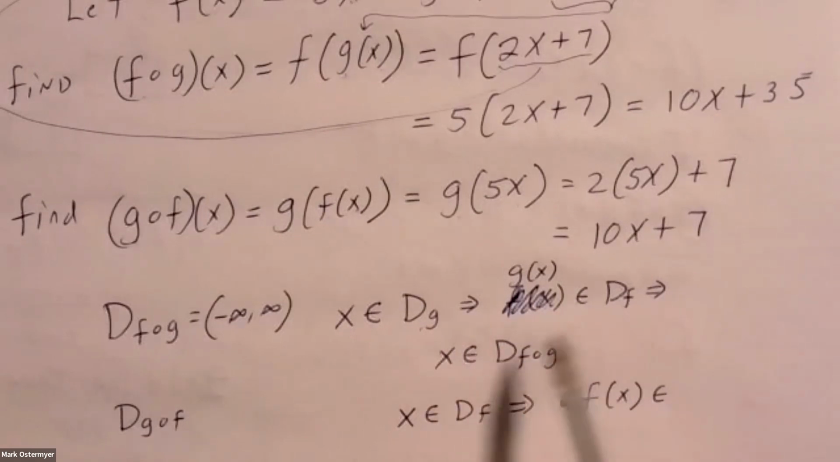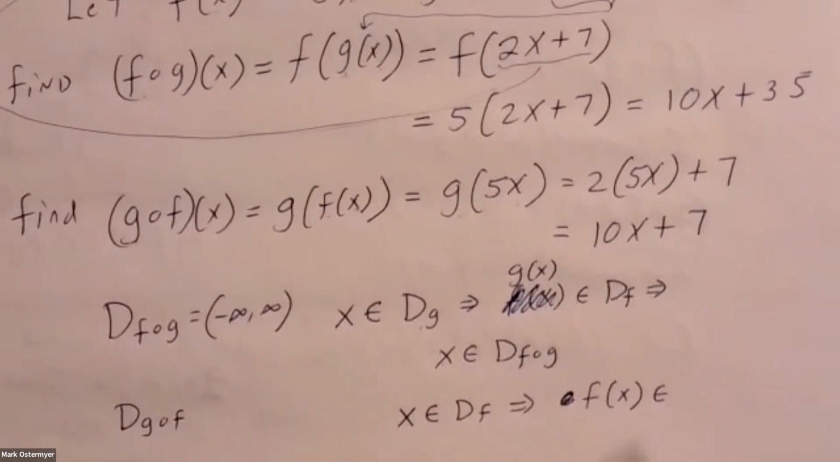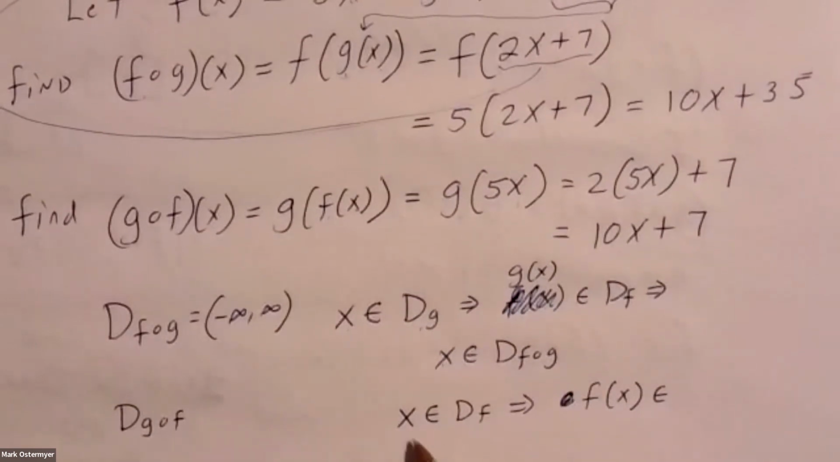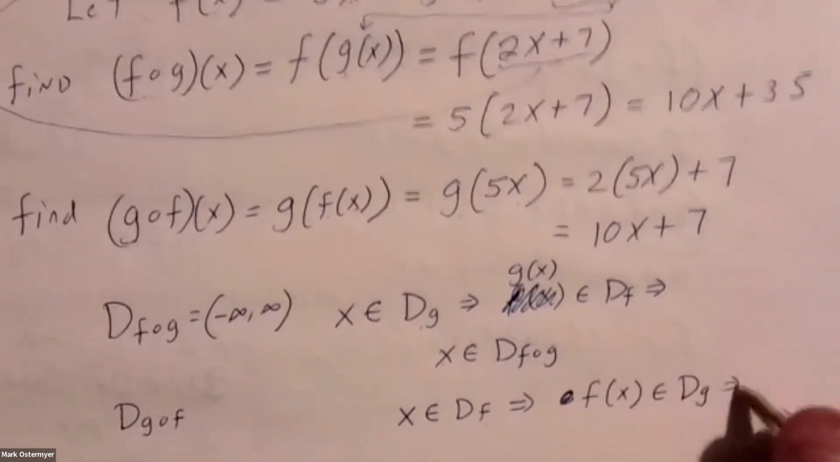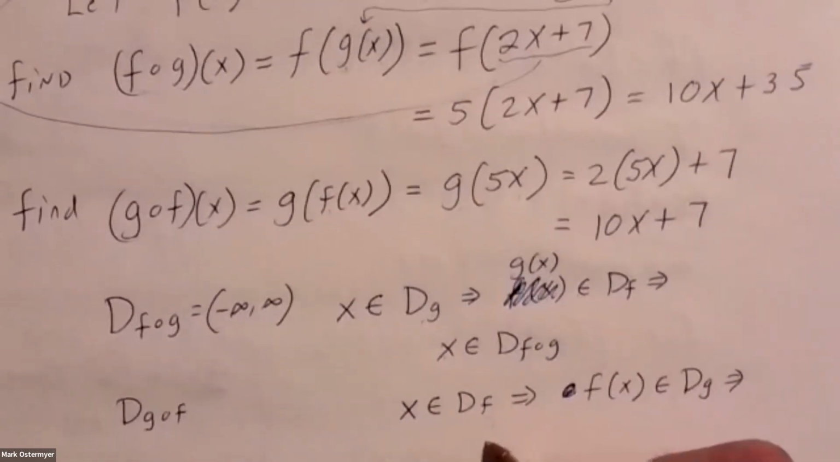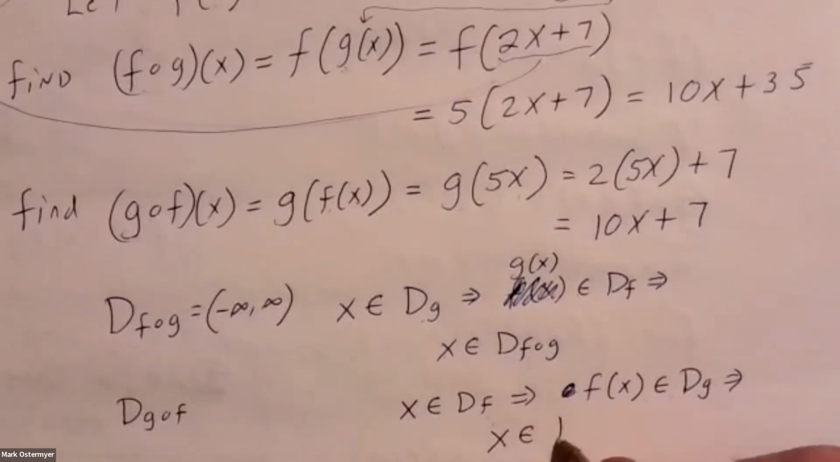And if that's the case, then it's enough to say that x is in the domain of f composed with g. Here we have g composed with f. So if x is in the domain of f, this would have to imply that f of x would have to be in the domain of function g. And if both these are true, then that would be enough to say that x is in the domain of g composed with f. There you go. All right.